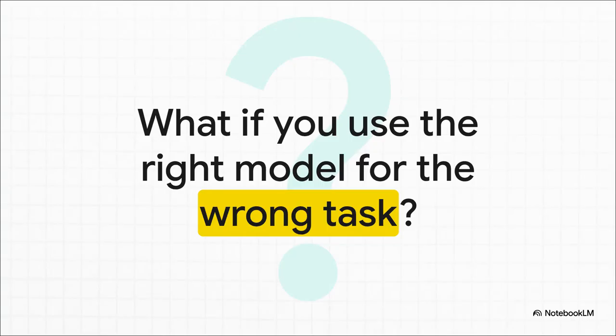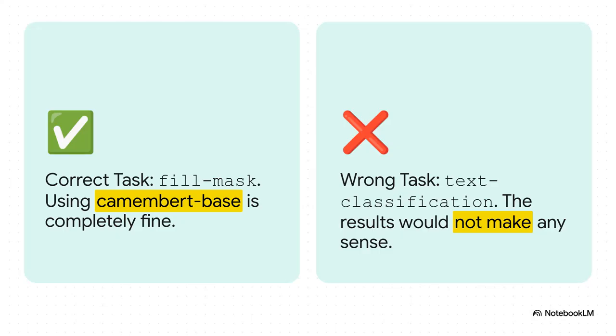So, this begs the question. We know our camembert-base model is fantastic for filling in missing words, but what happens if we try to give that exact same model a totally different job? Like, what if we try to use it for text classification? To decide if a movie review is positive or negative. And this shows the problem perfectly. Look on the left.